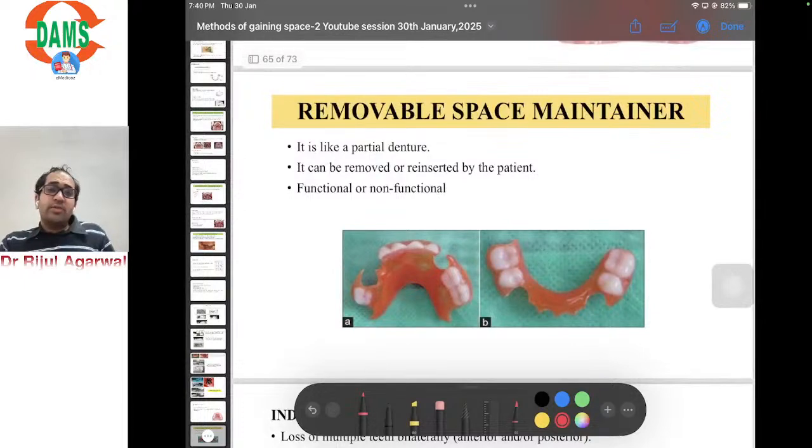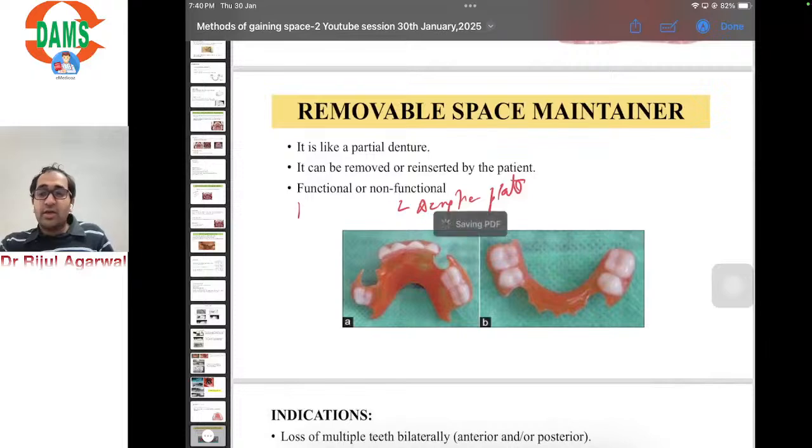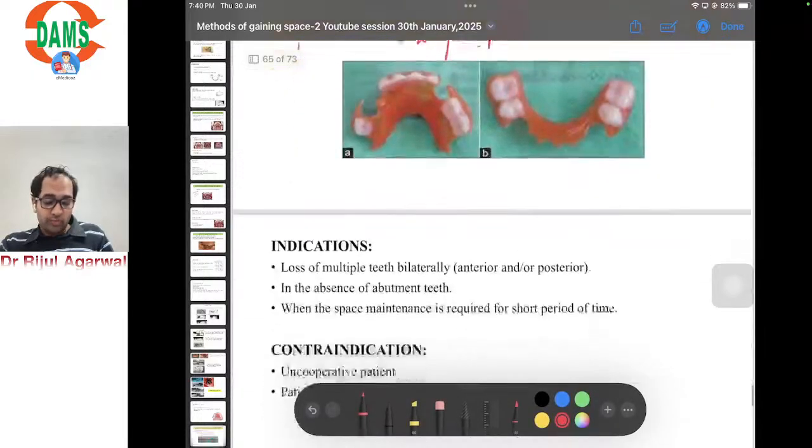Next is the removable space maintainer. It's like a partial denture, which can be removed and reinserted by the patient. It can be functional or non-functional. Non-functional, in which just a simple acrylic plate is given. Functional, in which teeth are attached for the patient to chew.